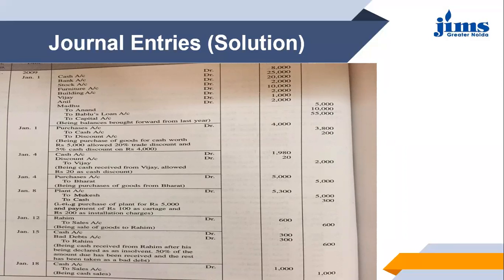Then to Anand. Anand is the creditor. Creditor is the liability for the business. Any liability will have the credit balances. Liability increases, the credit balance will increase, and so it will be credited. Bablu's loan account, 10,000, again a liability.